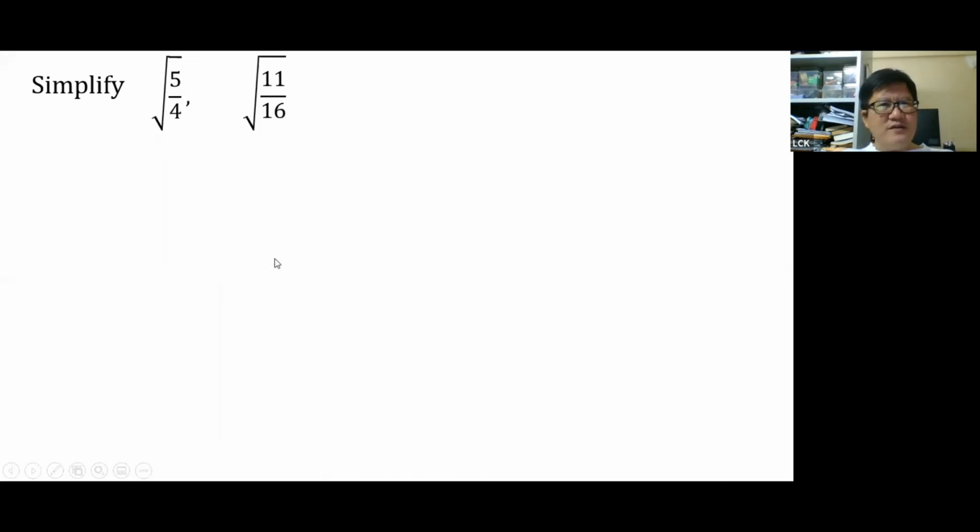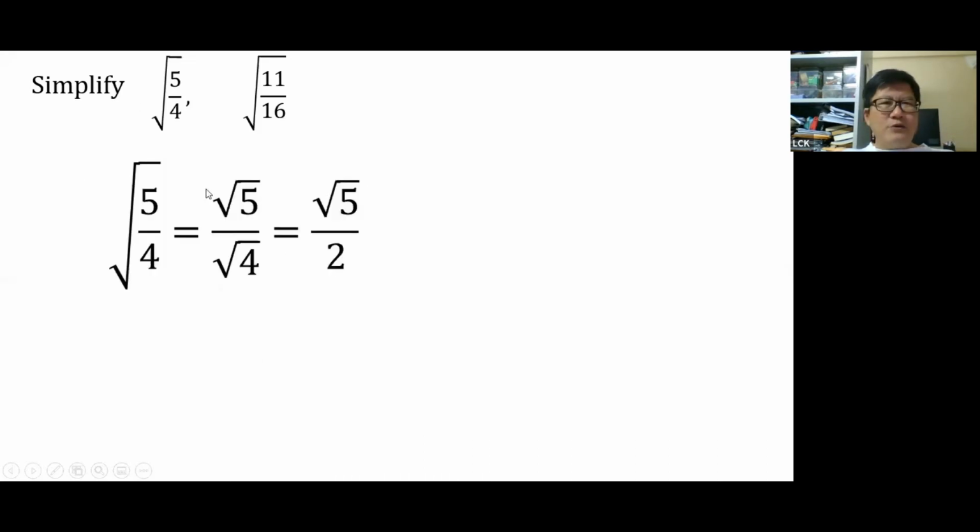Now for division, it's exactly the same. You break it down into two surds: square root of 5 divided by square root of 4. Same, no difference here. And after that, you have square root of 5 divided by 2 here.